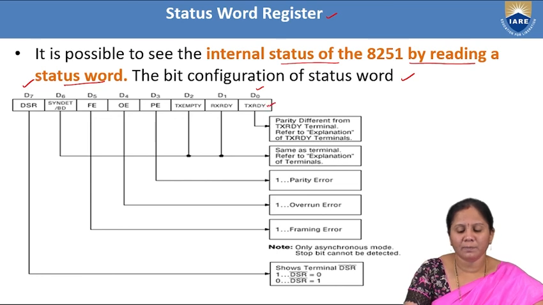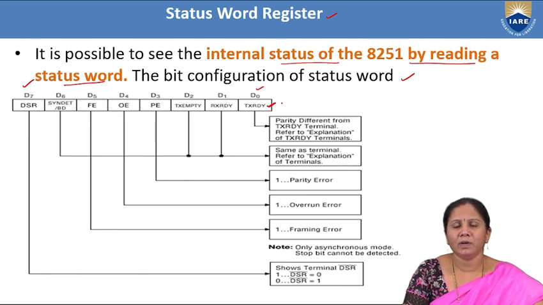Here the D0 bit represents TXRDY. TXRDY represents transmitter ready. When the signal is enabled, it represents that the transmitter is ready to transmit the data. And the next, D1, represents RXRDY. RXRDY represents receiver ready. If this D1 bit is 1, it represents that the receiver is ready to receive the data. That means it has buffer space, so it is able to receive the data.